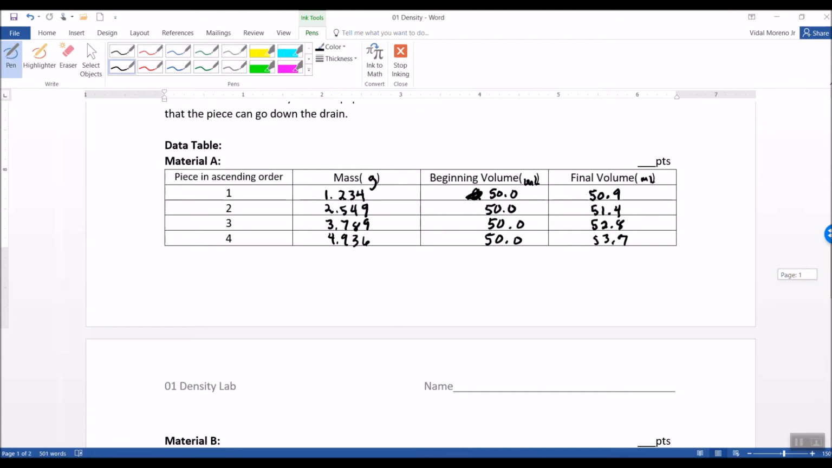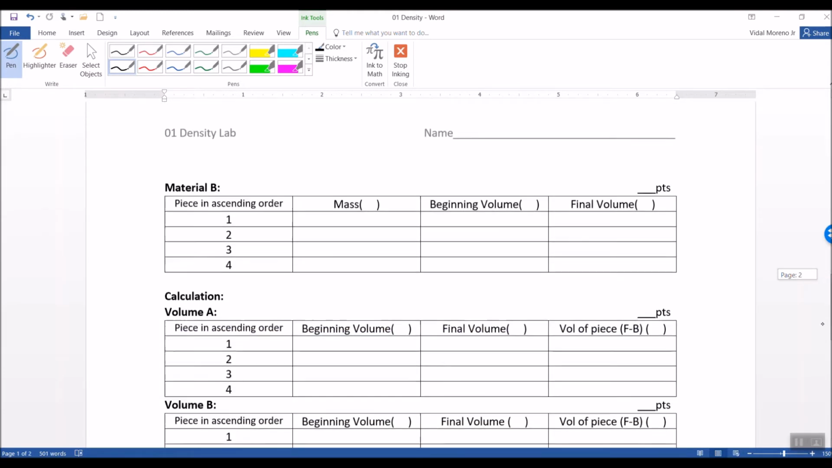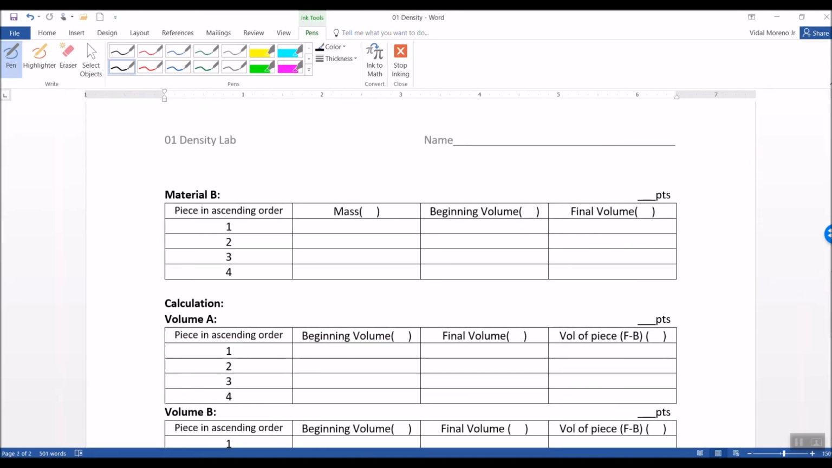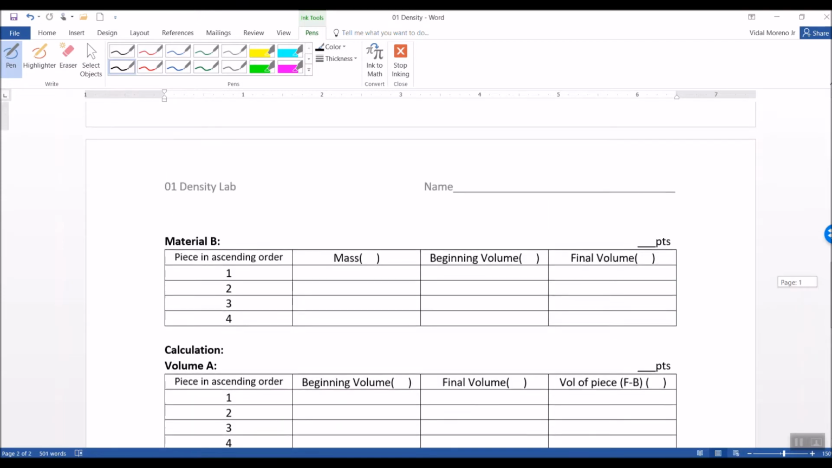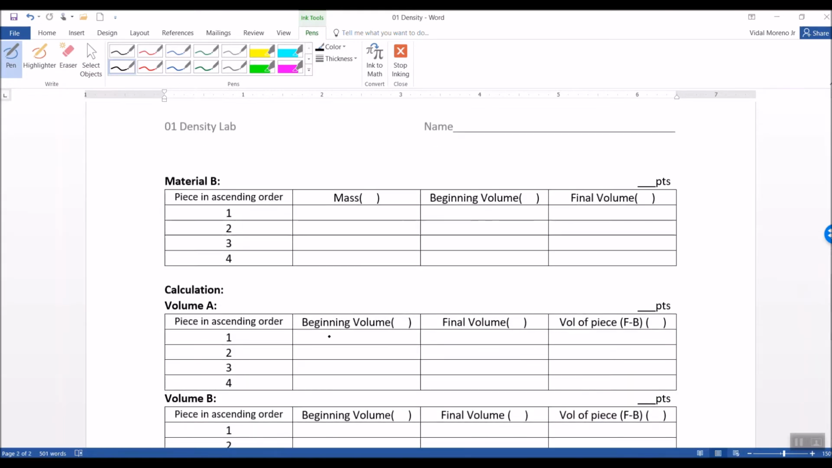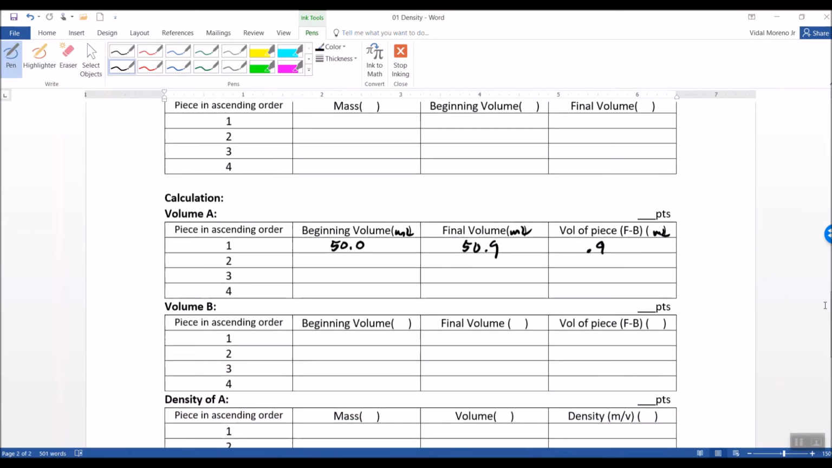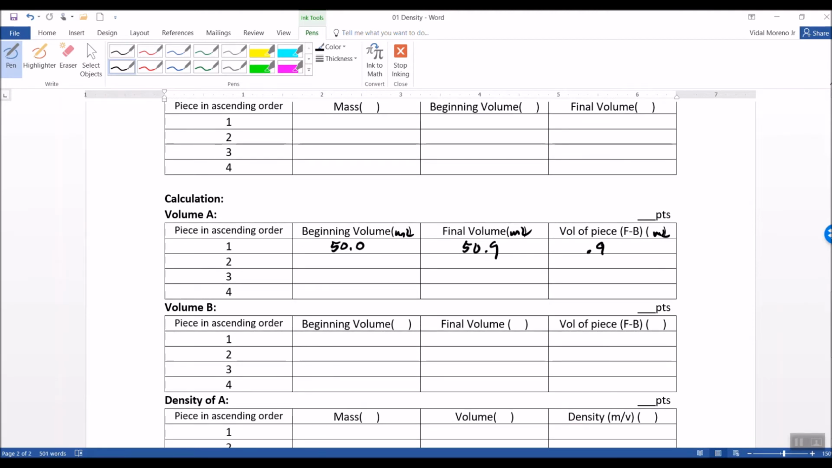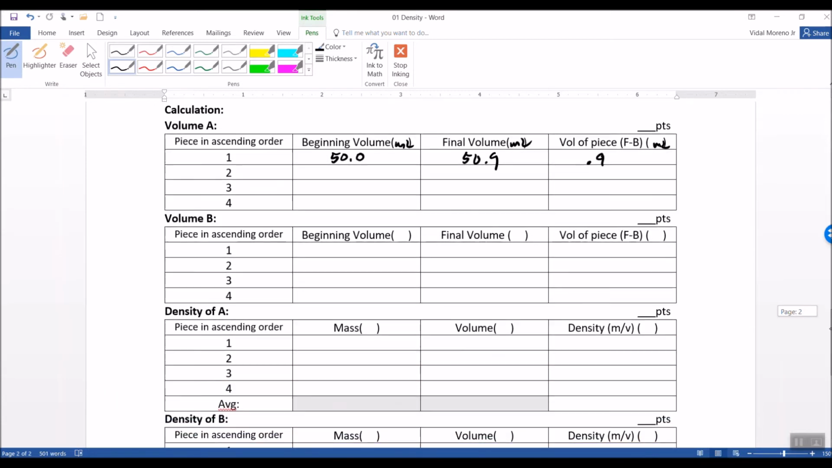Okay, so you do the same thing for the second material. Now we need to start doing some number crunching. Since we went from 50 to 50.9, then obviously what we're doing here is finding the difference between them, 0.9. So you're going to do the same thing for every one of your volumes for both A and B.